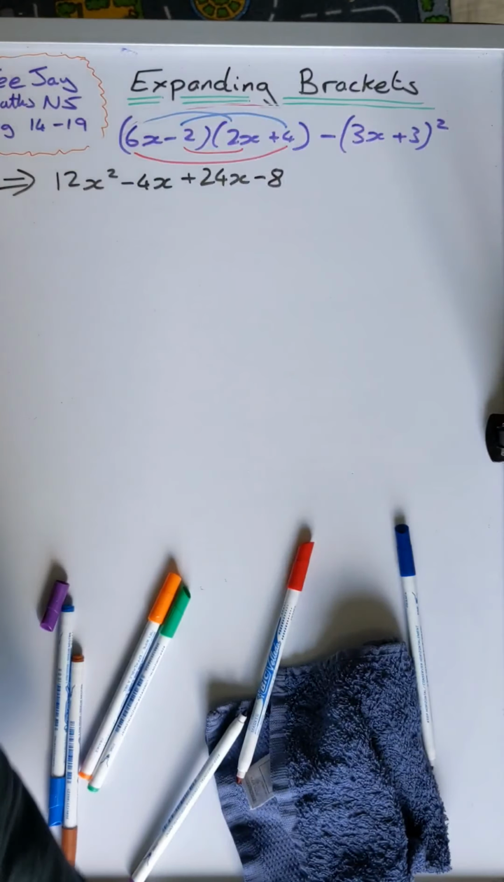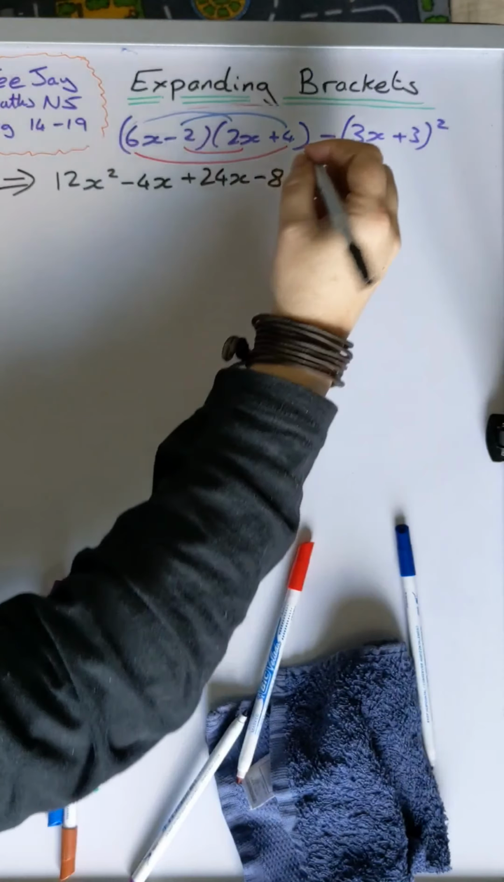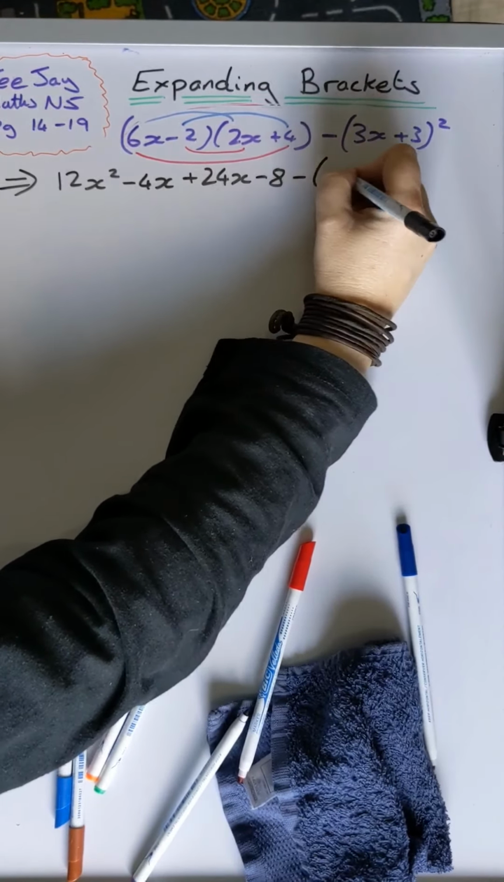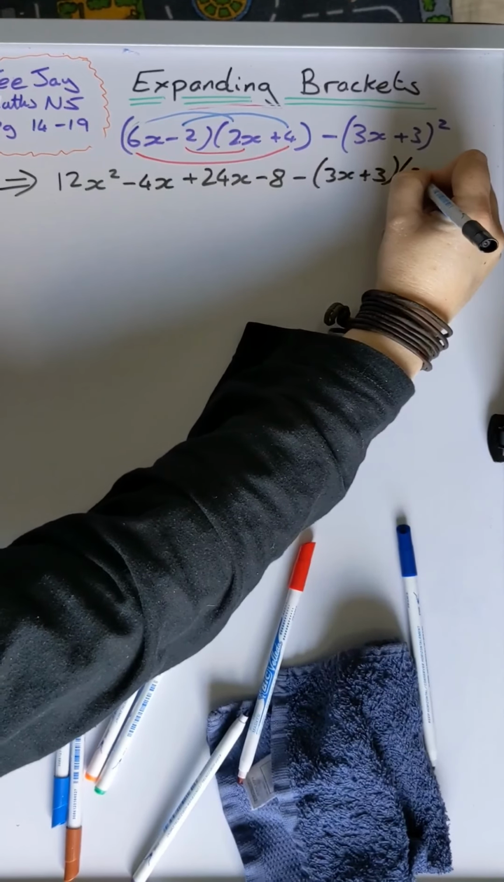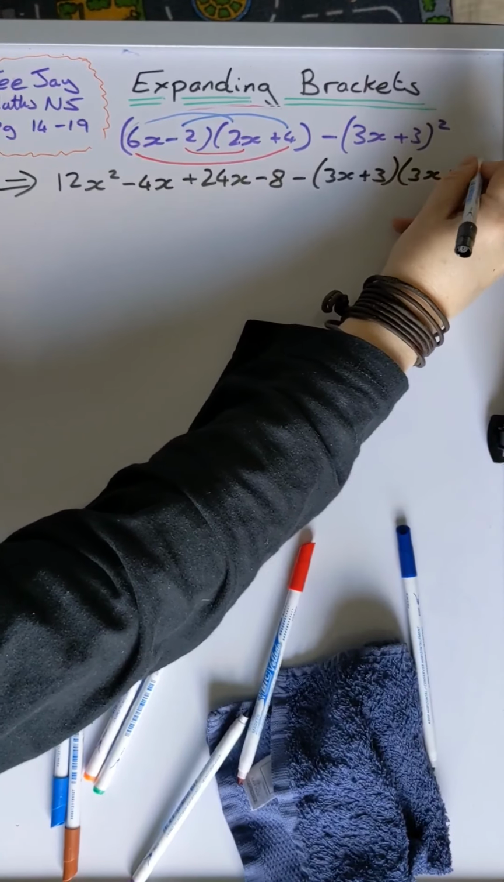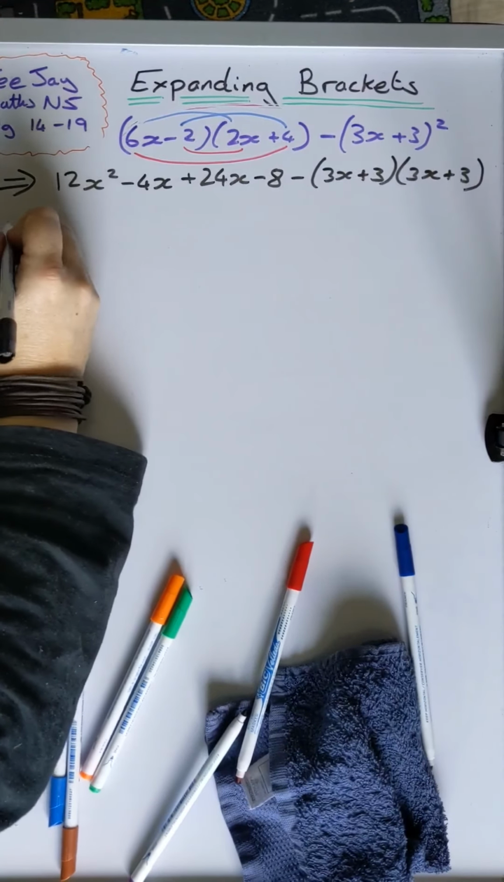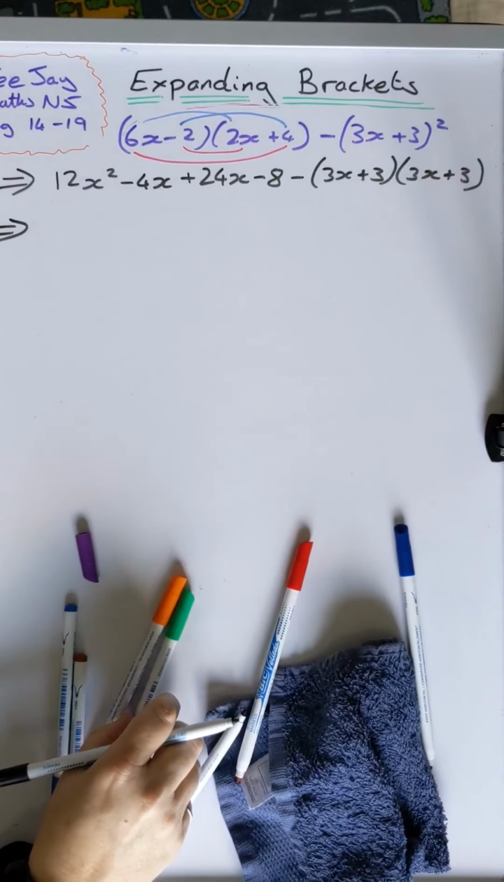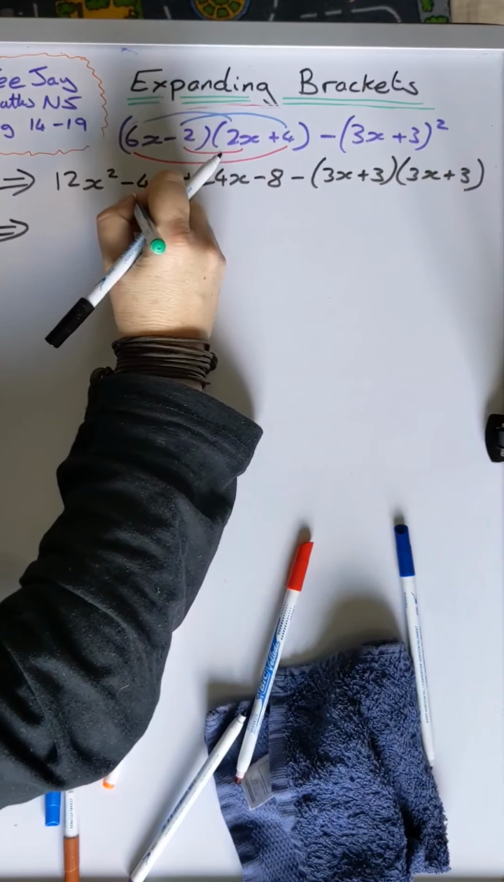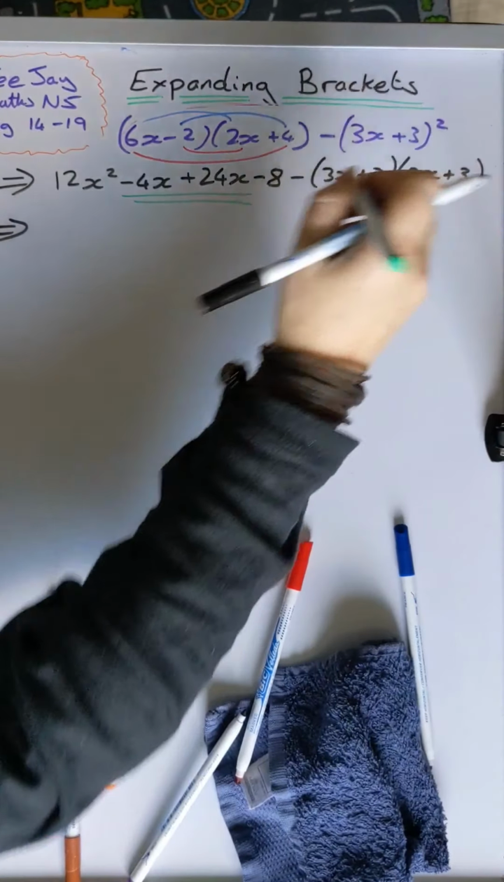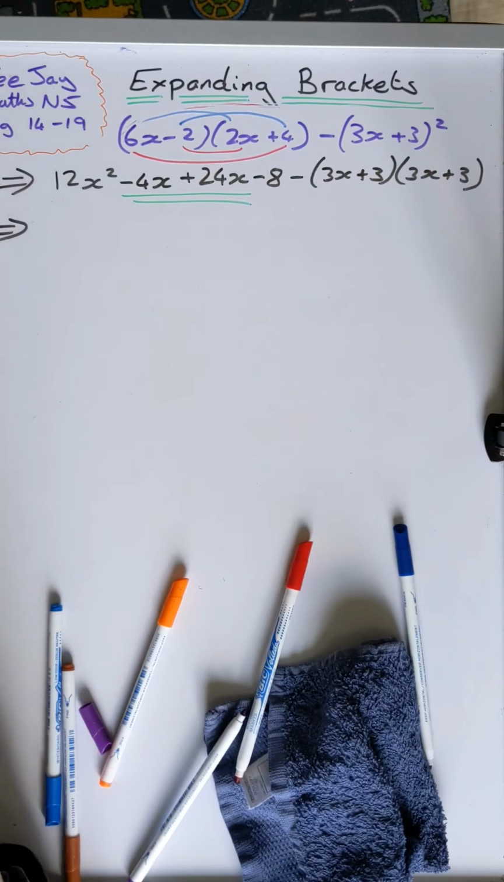And now I need to deal with my next bit. So I'm going to, at the moment, just leave it as minus 3x plus 3 times 3x plus 3. And on the next line, you can take as many lines as you need for this. So if you want to finish this off and then deal with the next one, that's fine.